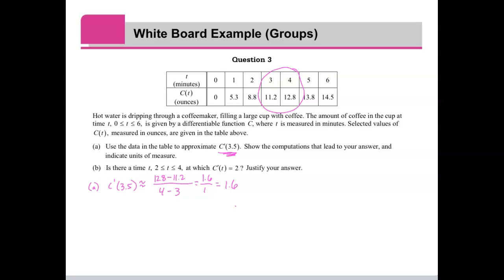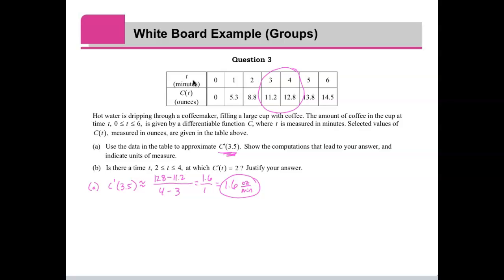All right. Based on the units given in the table, in the chat, can you tell me what the units for my derivative should be? What should the units on this answer be? Good. So derivative is just a slope. Slope is rise over run. So rise is y units over x units, which would be run, so ounces per minute. There we go. Done with part A.